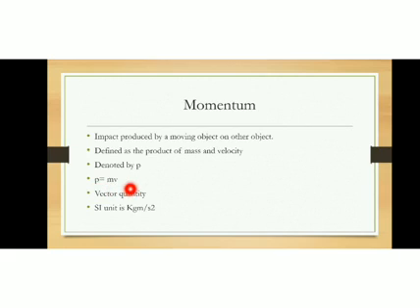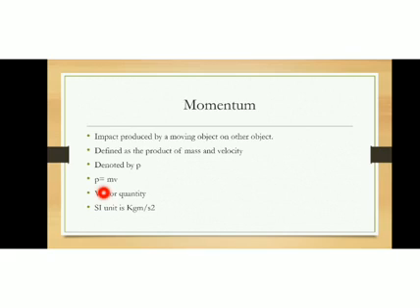So what is the equation to find out momentum? Momentum P is equal to mass into velocity, mv. And momentum is a vector quantity. So why is it a vector quantity? Because momentum is equal to mass into velocity, and velocity is a vector quantity. Mass is a scalar. So momentum is a vector quantity. That means it has both magnitude and direction.